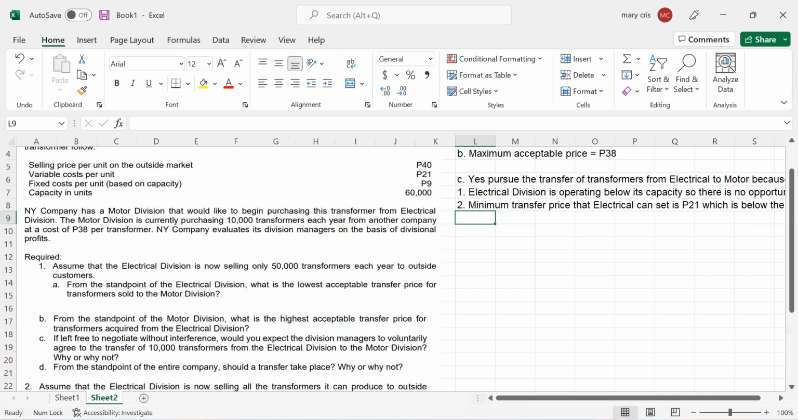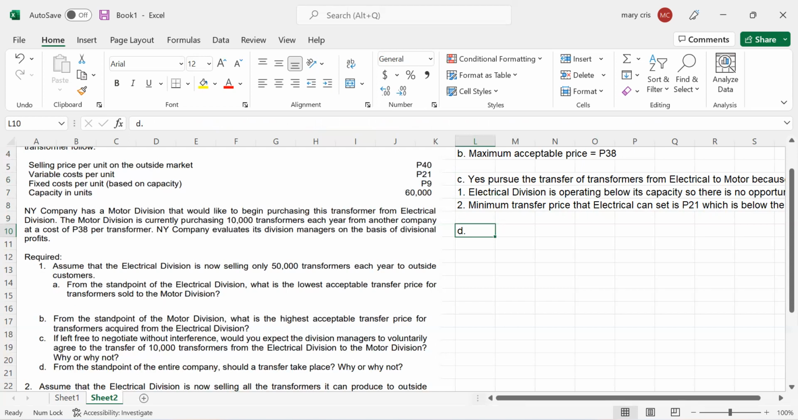If you're going to consider division wise or responsibility center wise, pursuing the transfer or pursuing the sale from electrical to motor is a good move because it could benefit both the electrical division and the motor division. So yun, yung parang beneficial for both of the responsibility centers. Okay? So letter D, from the standpoint of the entire company, should the transfer take place? Why or why not?